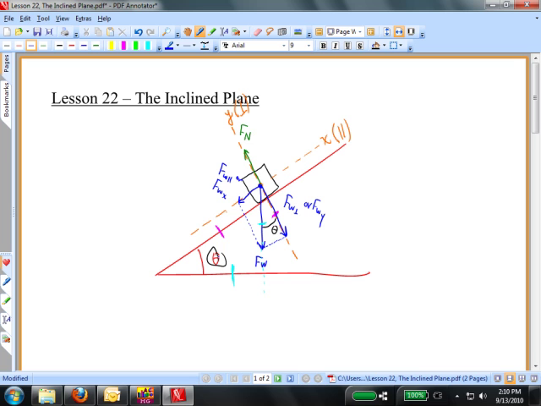So now I want to get rid of this weight vector and replace it with its parallel and perpendicular components. But I've got to figure out which one's related to the sine and which one's related to the cosine. So off to the side here, I'm going to re-sketch one of those weight triangles, and then let's figure out which part is which.